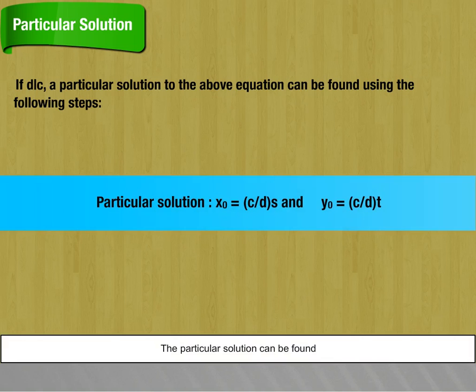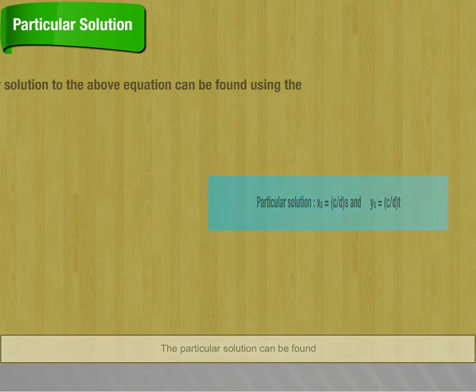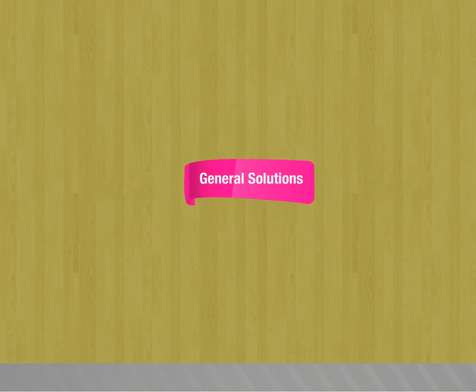Particular solution: x naught is equal to c divided by d into s, and y naught is equal to c divided by d into t. General solutions.